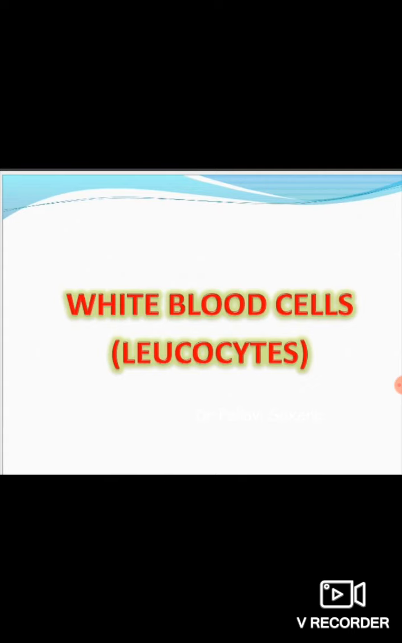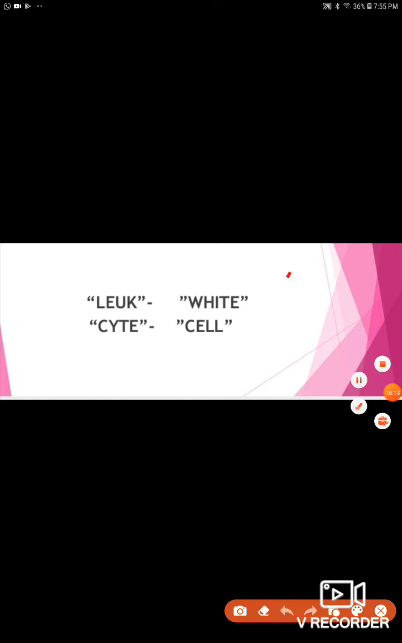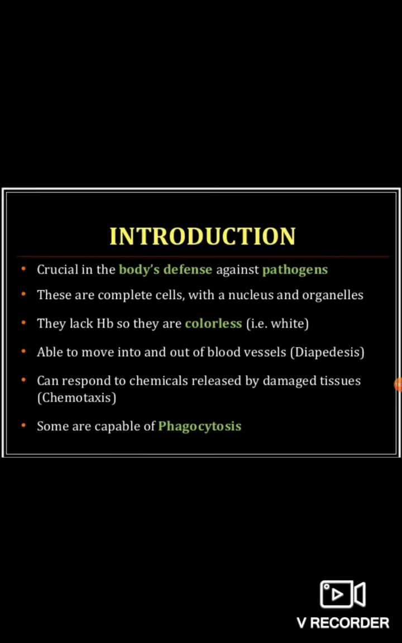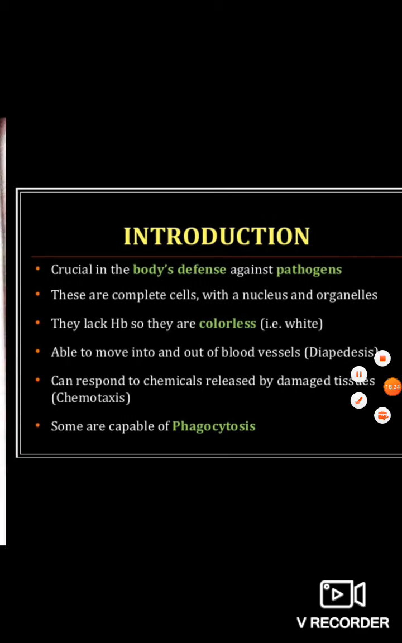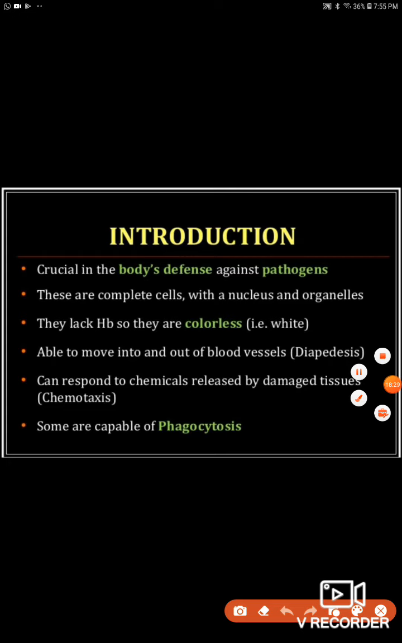Next is WBC, white blood cells. They are also called leukocytes. WBCs are produced in the red bone marrow, lymph nodes and sometimes also from the liver and the spleen. The word leukocyte means what? Leuko means white and cyte means cell, so that's why it is called leukocyte. The main function: they are very crucial for defense. They lack hemoglobin, that's why they are colorless.